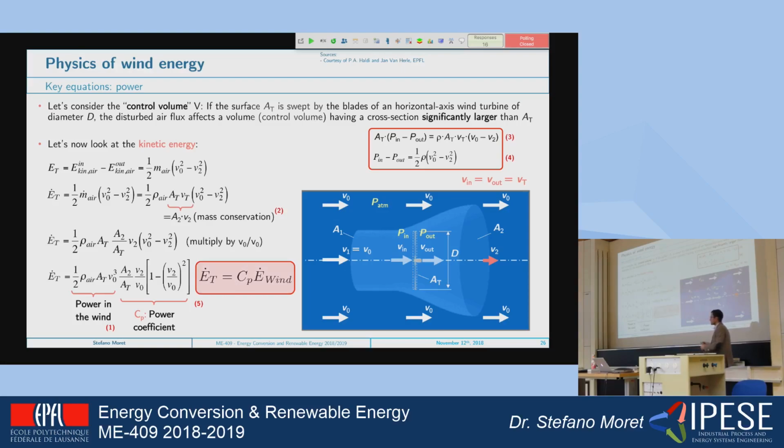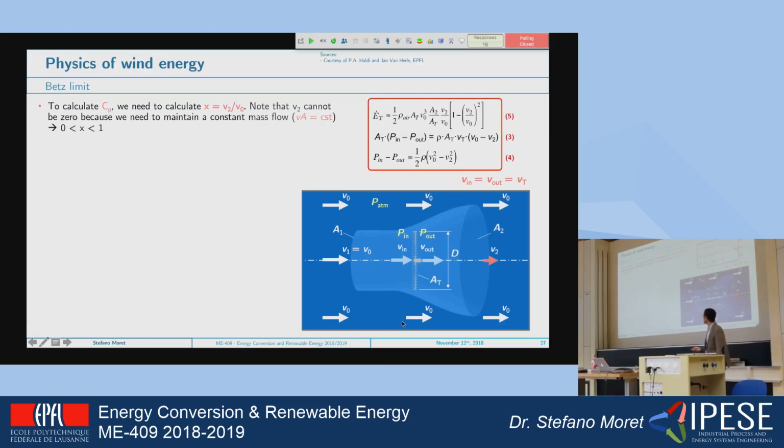And so this is a key equation. And what does it mean in practice? We need to calculate how much this power coefficient is. And this depends on the ratio of the speed after and before the turbine. So this ratio, we call it X, normally. So it's basically the ratio V2 divided by V0, we call it X. So V2 cannot be 0, of course, because the air cannot just fall down at the end of the turbine, right? We need to have some leftover speed after that.